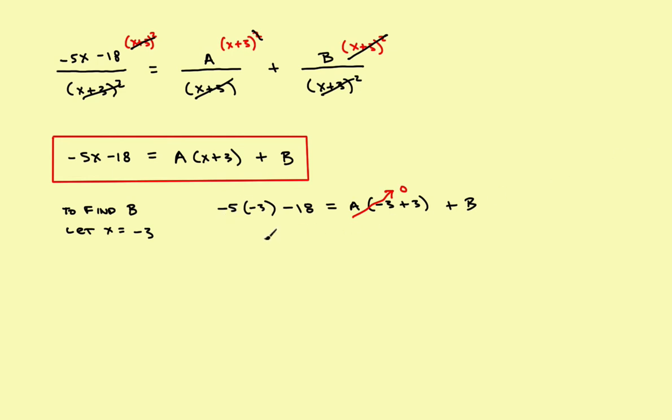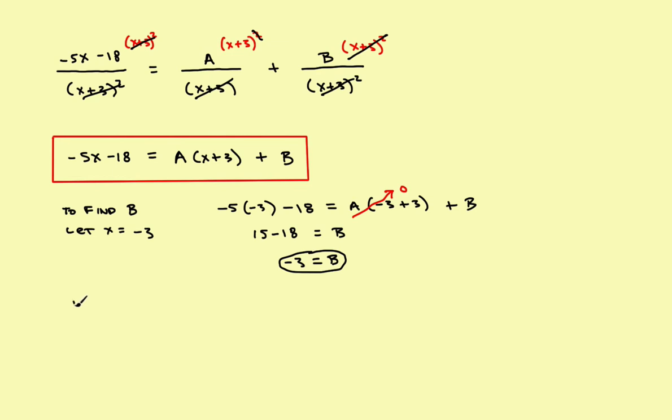So this is going to give you a positive 15 minus 18 is equal to, and it just turns out to be B. And that will give you negative 3 is equal to B, and now you have the value of B. So the next question is, what is A? So again, we'll follow the same process. Now, to find A, there's no x value to put here that makes B go away. So the idea is that now that you know the value of B, you can pick any value of x that you want, except negative 3, and you can use that to solve for A.